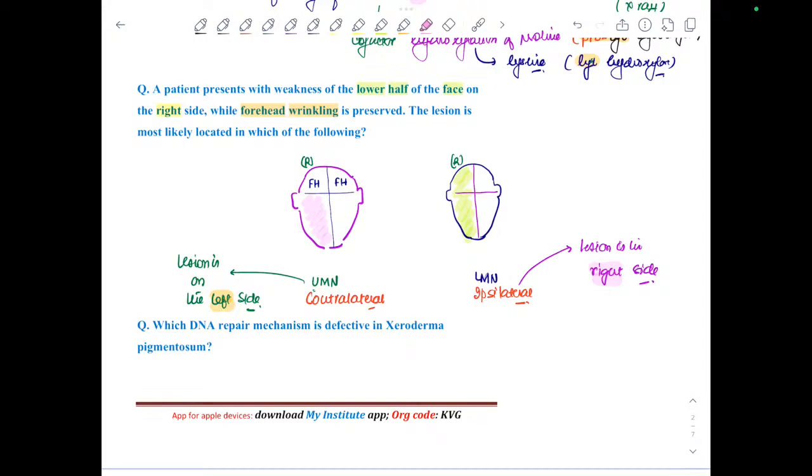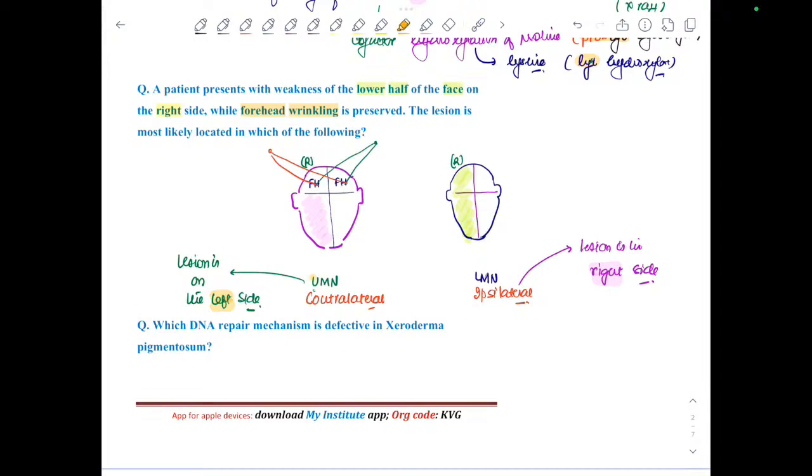And why is the forehead spared in the upper motor neuron? Because it receives bilateral corticobulbar innervation like this. So even if one side is gone, the other side will take care. So if I draw it like this, suppose it is coming from here, it will go like this and like this. So even if the right side is gone, the left side is taking care. That is why the forehead is spared. That is very important.